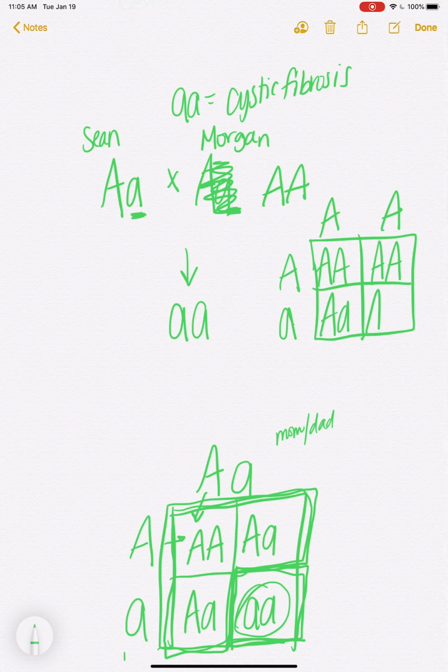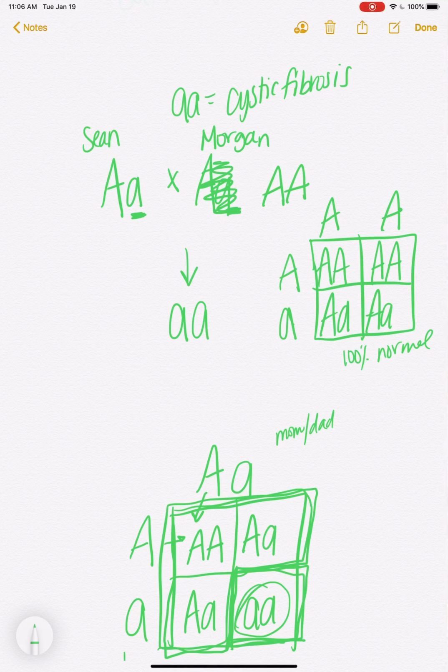Okay, whoops. And what we see here is that 100% of the children would be normal. None of them would have cystic fibrosis in that incidence. Okay, so it takes 2 carriers to have a probability for having cystic fibrosis. If you just have 1 carrier, you're not going to have a recessive disorder.